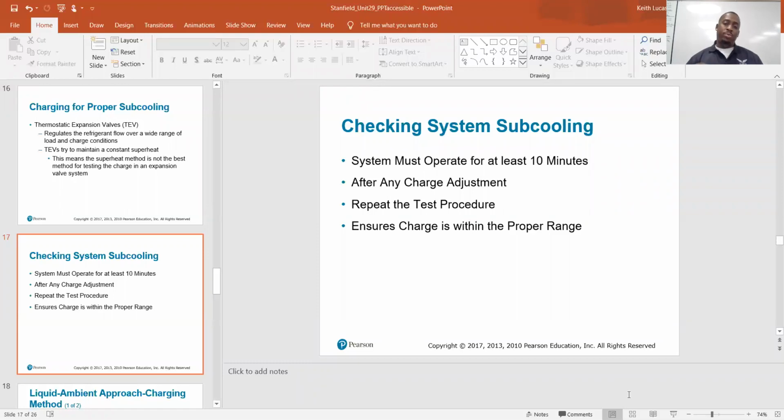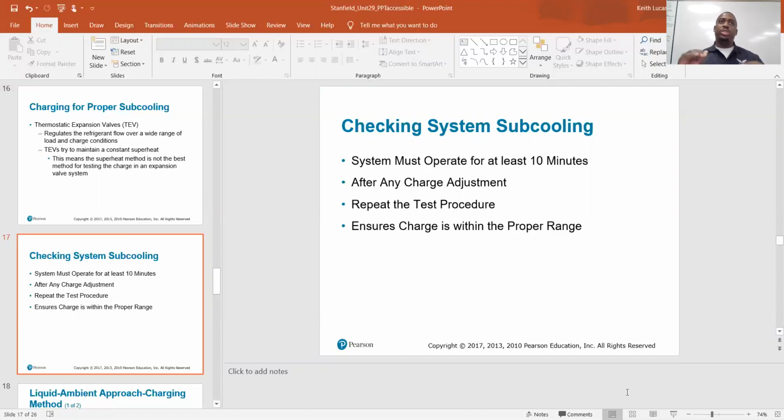So we're removing heat from a liquid below its saturation temperature. So it's already condensed back to a liquid, and we're removing more heat just to be 100% sure that we're only sending liquid to the TXV, because we want all liquid going to the TXV. So that's the whole point of the superheat and subcool.